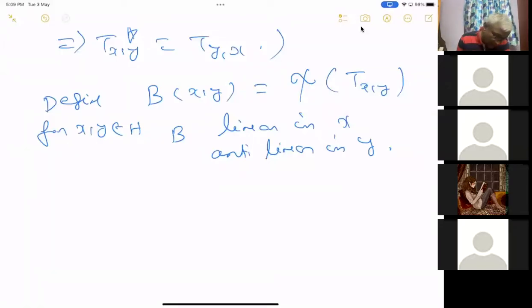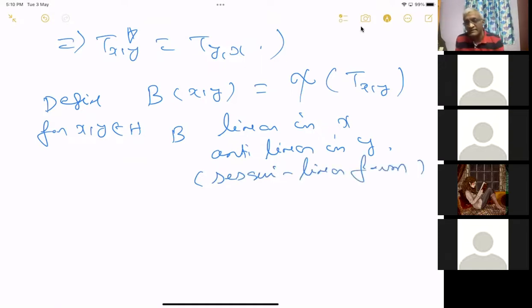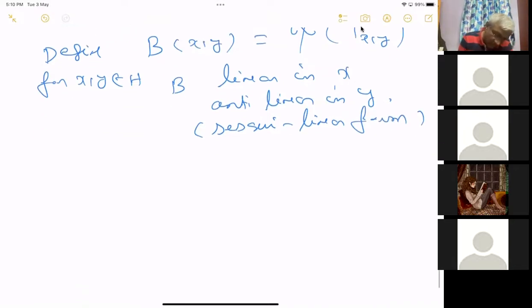So this is what is called a sesquilinear form. Anything which is linear in the first variable and anti-linear in the second variable is what is called a sesquilinear form. Just something linear in the first variable, anti-linear in the second variable. So b(x,y) is a bounded sesquilinear form that is equal to chi of T_{xy}.